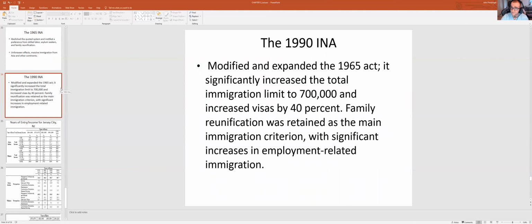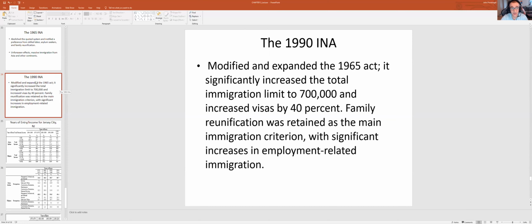Then the last one, 1990. So it modified and expanded that 65 Act, and it significantly increased the total immigration limit to 700,000, and it increased the visas by 40%. So what the 1990 Act really did was it put emphasis on H-1B workers, right? Temporary skilled workers, workers that were not meant to stay in the US but could, right, given the fact that they retain employment. So again, the 1990 Act increased the number of H-1B visas, which increased the number of highly skilled migrants in the US.